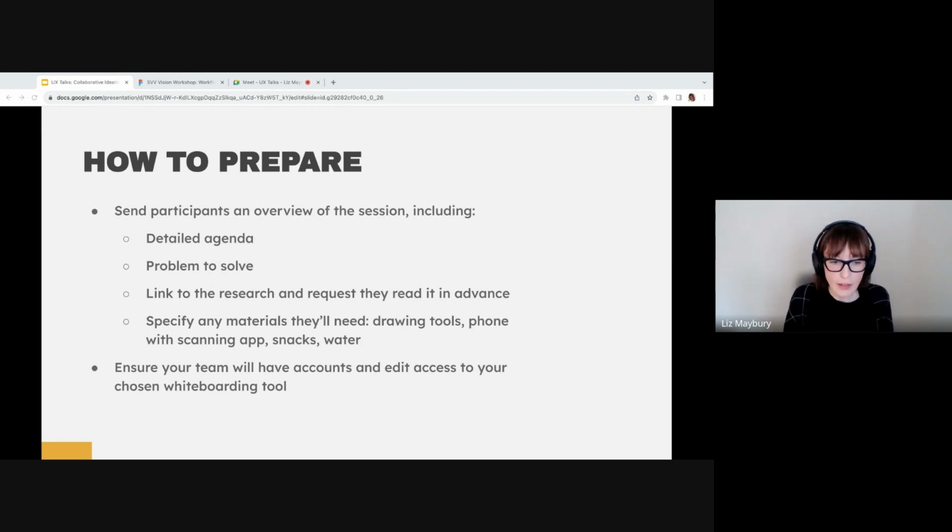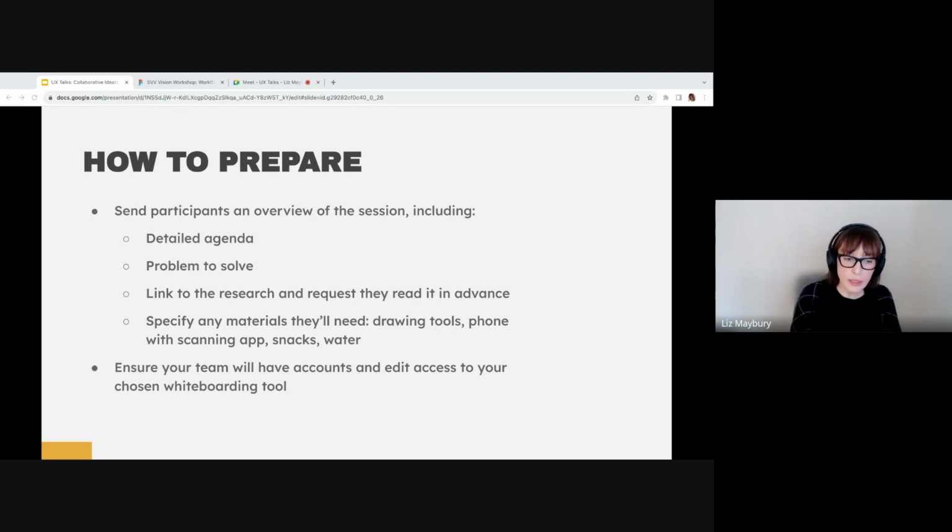And then, of course, specify any materials they're going to need. So drawing tools, maybe a phone with a scanning app if they need to get paper onto FigJam, snacks, water if they're at home. They're going to be sitting there for an hour or two, so you want to make sure they've got everything they're going to need with them.